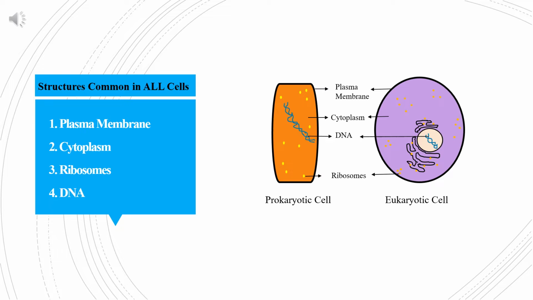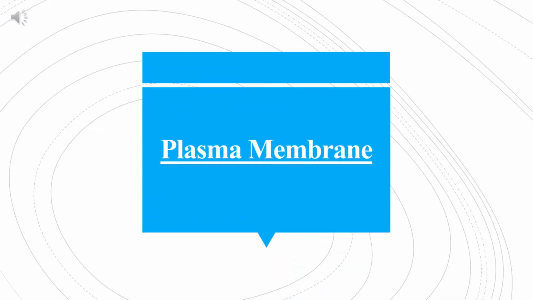On the right side, I have shown an illustration marked with the common structures found in both prokaryotic and eukaryotic cell. Now let's discuss the first common structure in detail, plasma membrane.